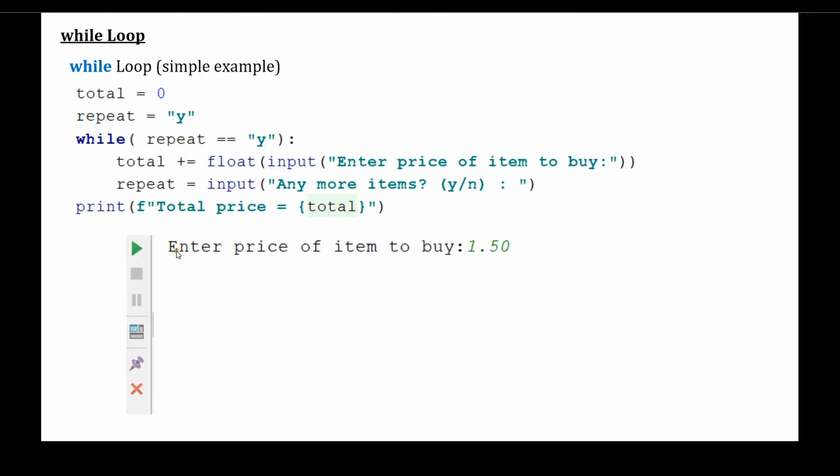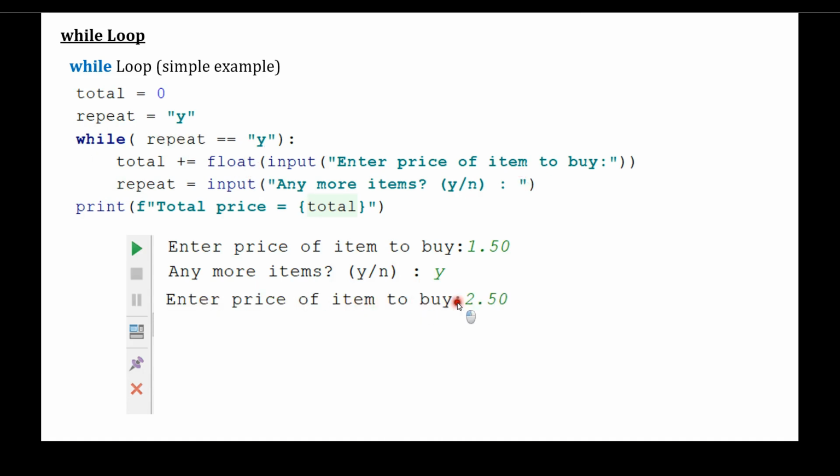So when you run the program, enter price of the item to buy. The user enters 150. 150 is added to total. Then you ask the user, any more items? The user says yes. Then you go and check, is repeat yes? So the user said yes. You come down, ask them again, enter the price of item to buy. The user enters 250, added to the total. You come down and ask the user, any more items to buy? The user says yes. Repeat and check.